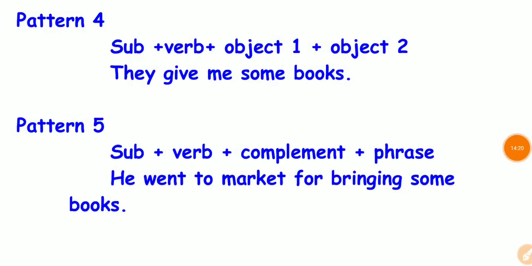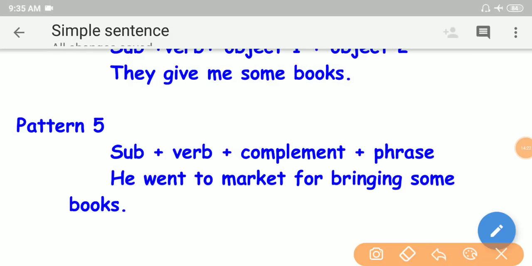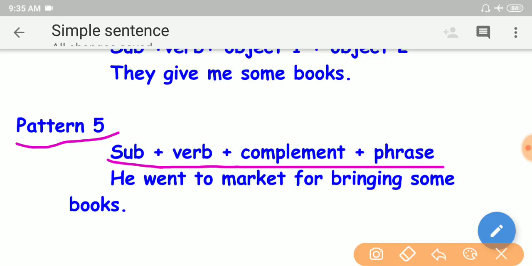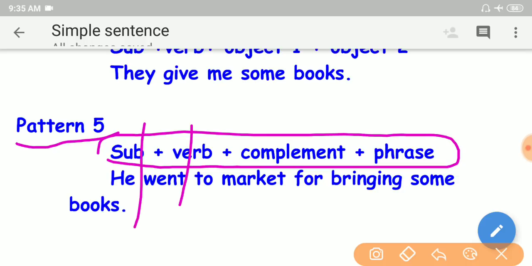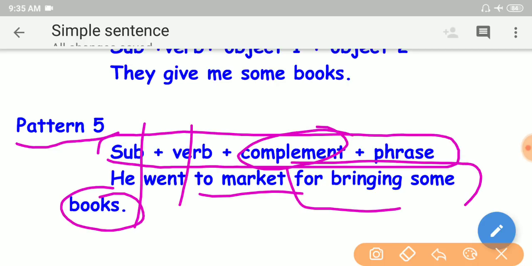At the same time, let us go and learn another pattern. What is that? Subject, verb, complement and phrase. A sentence may have a subject, verb, complement and phrase. Even an object can be there, no problem. He went to market for bringing some books. He is the subject, went is the verb, to market is the complement, for bringing some books is a phrase. A phrase is a group of words which gives a sense.